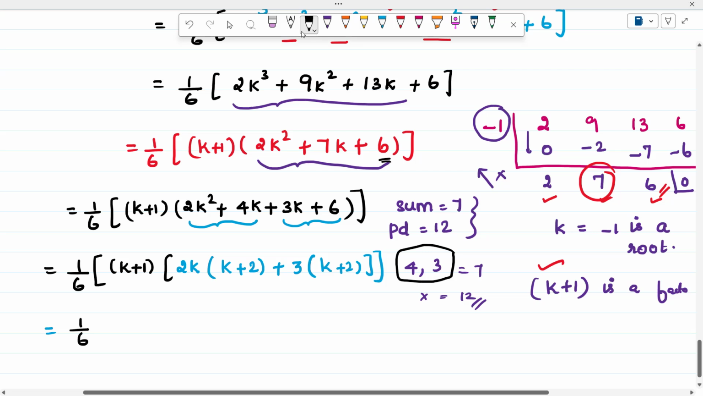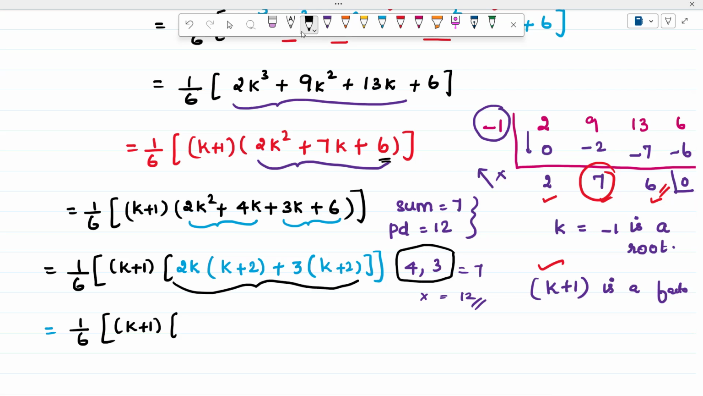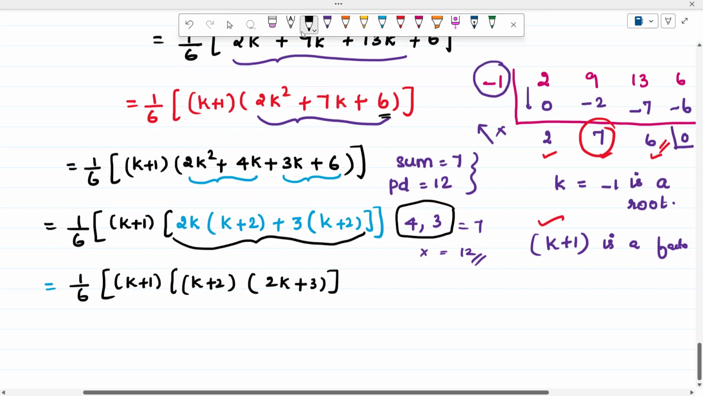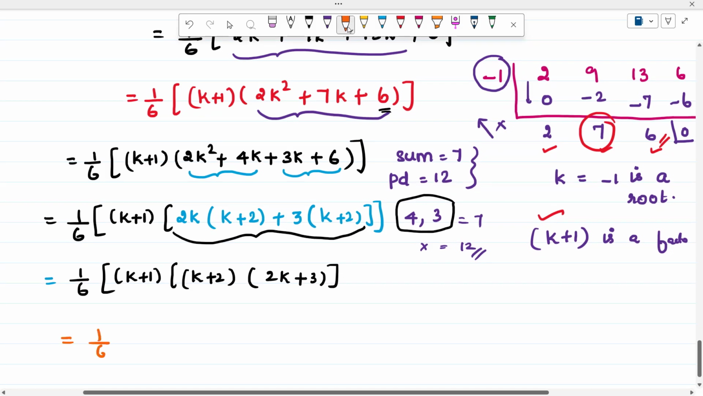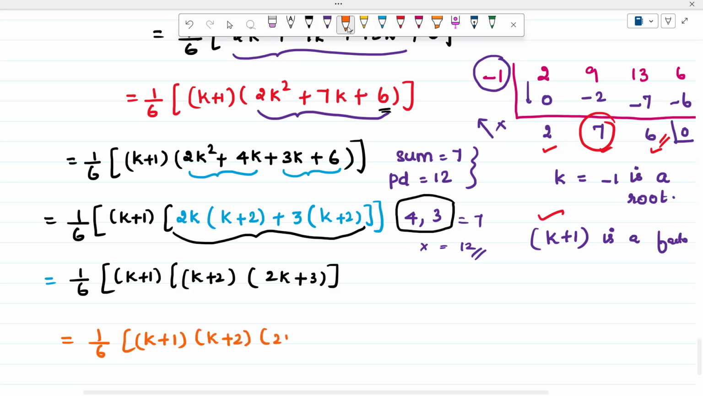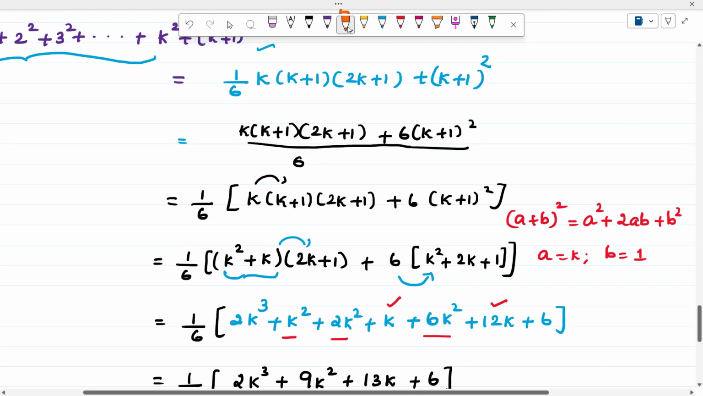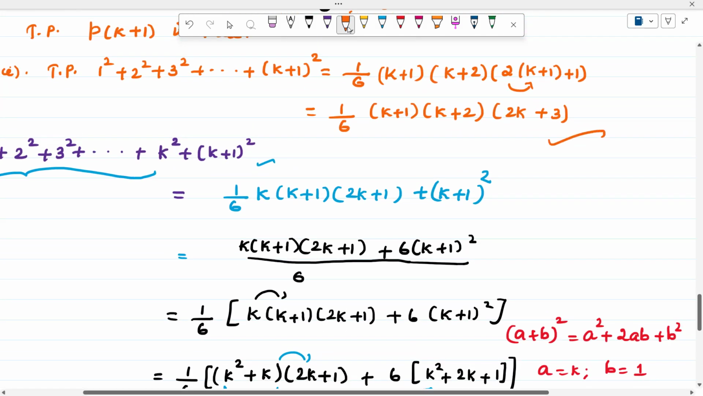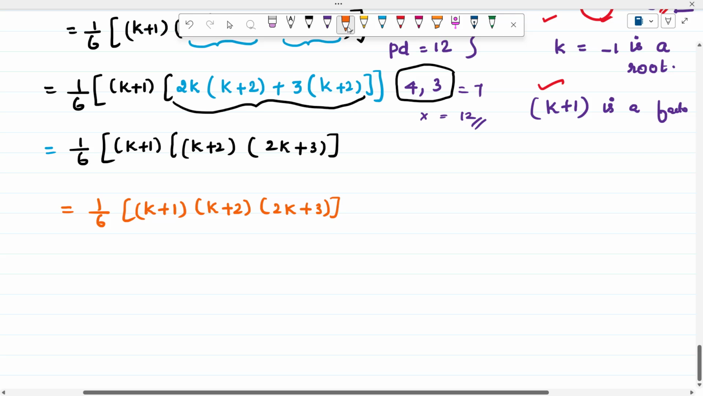So which is equal to 1 by 6 into k plus 1 into, now consider these two terms. In these two terms, k plus 2 is common. Therefore the remaining term is 2k plus 3. Therefore which is equal to 1 by 6 into k plus 1 into k plus 2 into 2k plus 3. So this is the right hand side of P of k plus 1. That is the thing we have to prove: 1 by 6 into k plus 1 into k plus 2 into 2k plus 3. So that is what we have got.